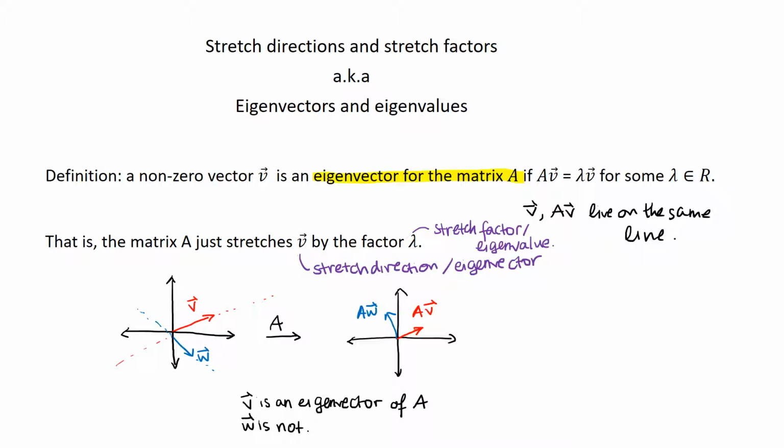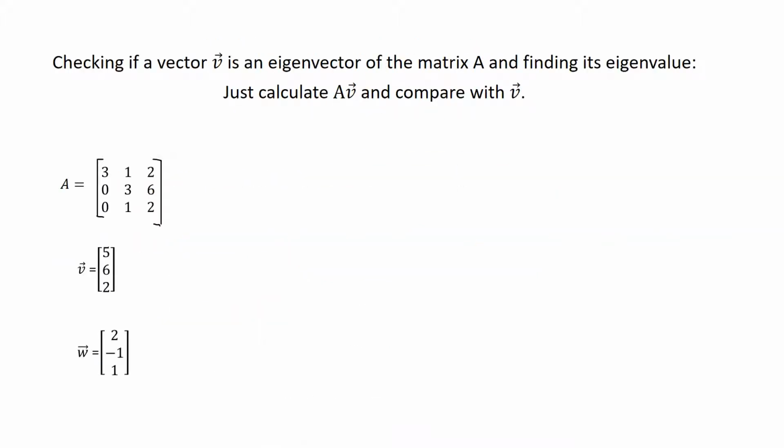Next, we're going to look at how to decide whether or not a vector is an eigenvector, and then what its stretch factor is, what its eigenvalue is. If we have a vector and a matrix in hand, it's really easy to check whether or not we have an eigenvector. And if we do have an eigenvector, we'll be able to find its eigenvalue very easily. All we're going to do is calculate Av and compare it with v. We want to know whether Av equals lambda v for some lambda in R.